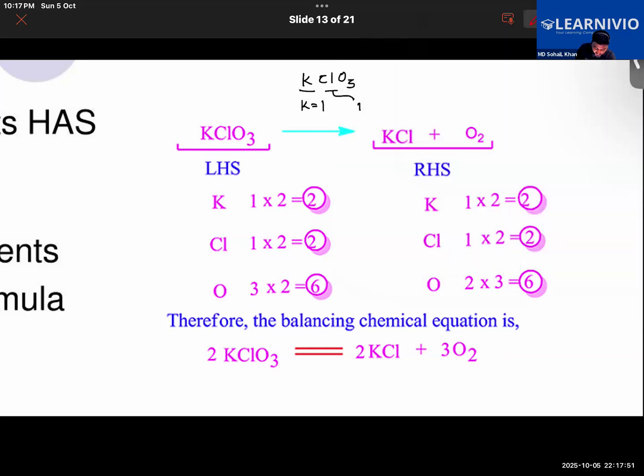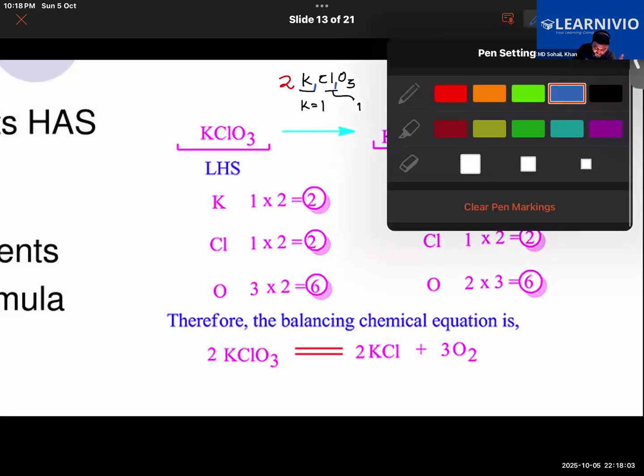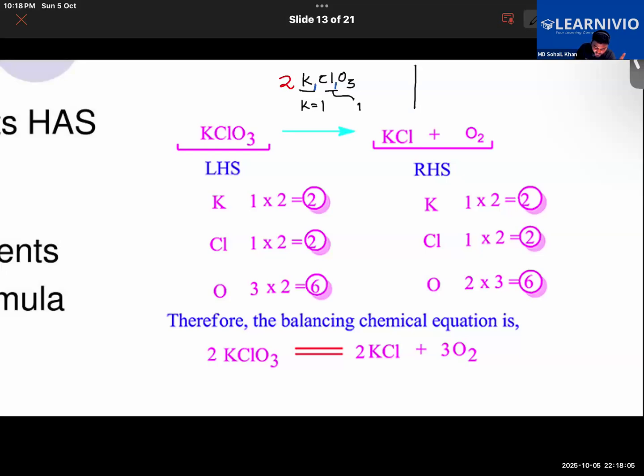Oxygen is 3. But suppose you were to write 2 here. You know that if nothing is written at the foot of K, there is 1. If nothing is written at the foot of chlorine, there's 1. So will the number of potassium and chlorine atoms not change? Will it not be 2 into 1 equals 2 potassium atoms? That is 2 chlorine atoms now.